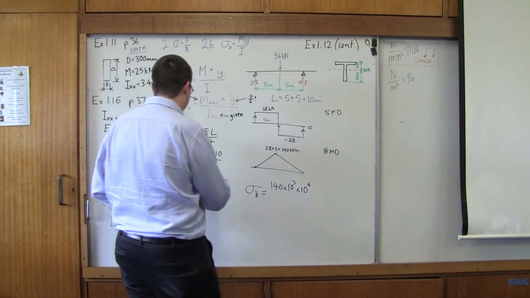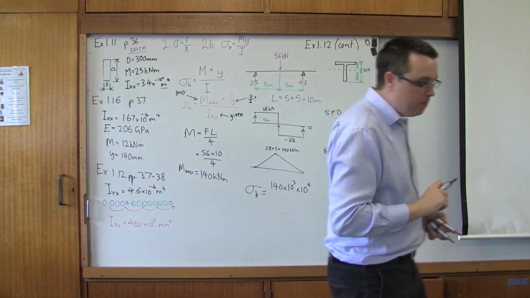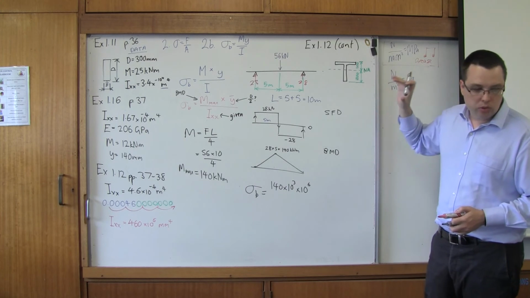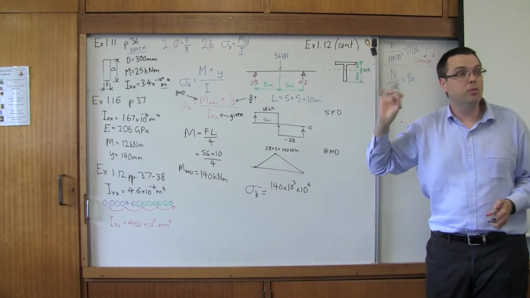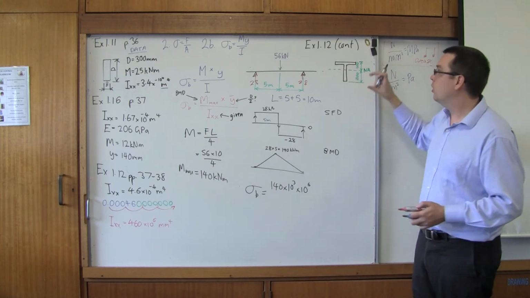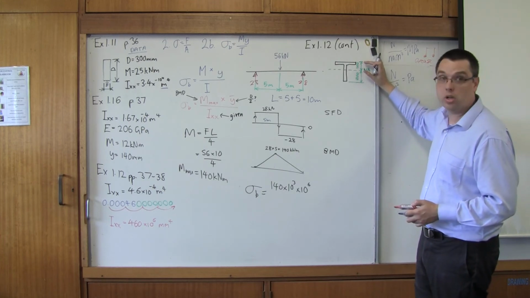Then we're going to multiply by our y value. Now this is the tough part, right? Our y bar, we can choose to use our distance. For this T section, our neutral axis is not in the middle. It could be 200 from this neutral axis to an extreme fibre, or it could be 100 from an extreme fibre.